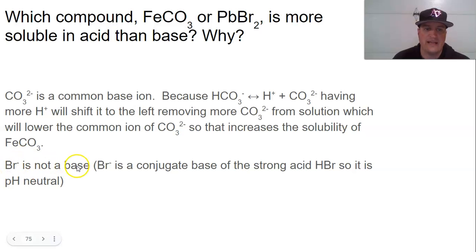Br minus is not a base. Yes, it is a conjugate base of the strong acid, but it's pH neutral. So that's why this will not have any change in acid.